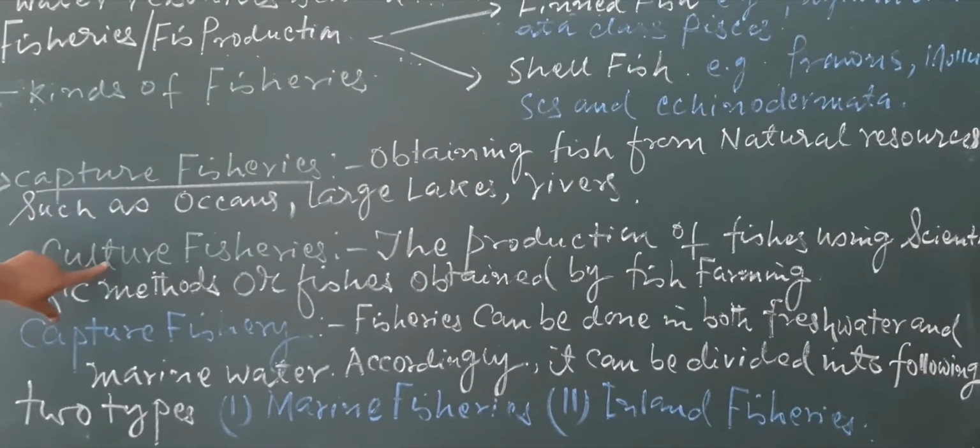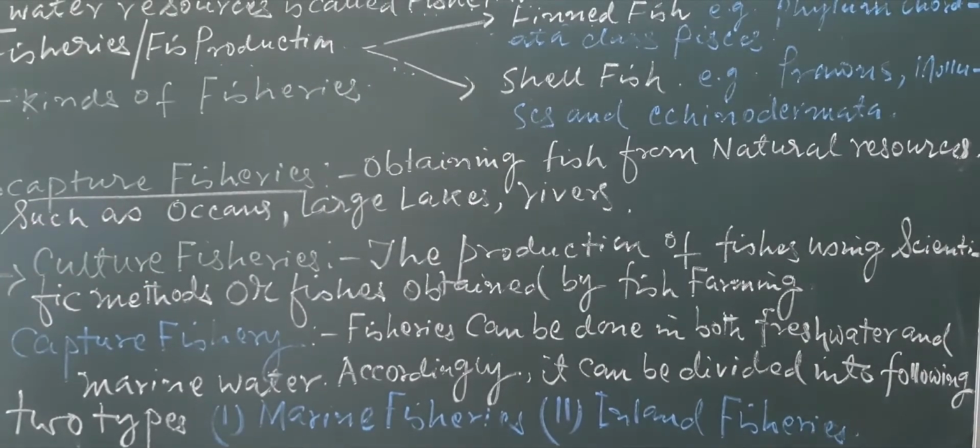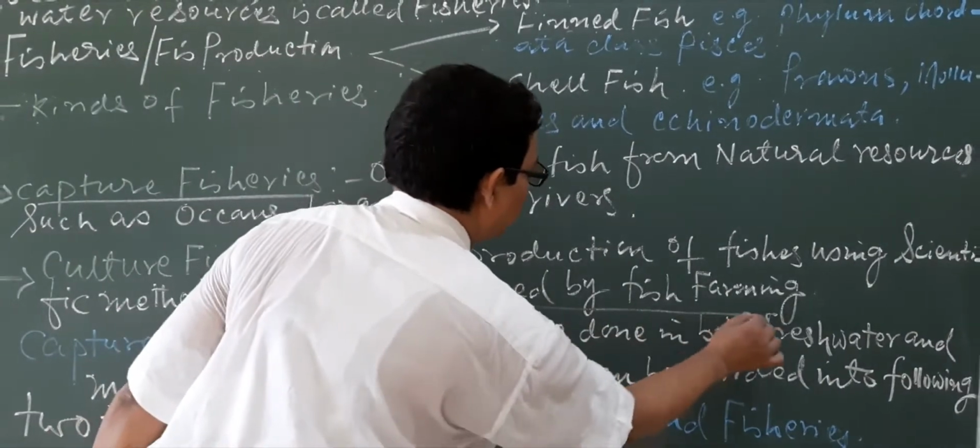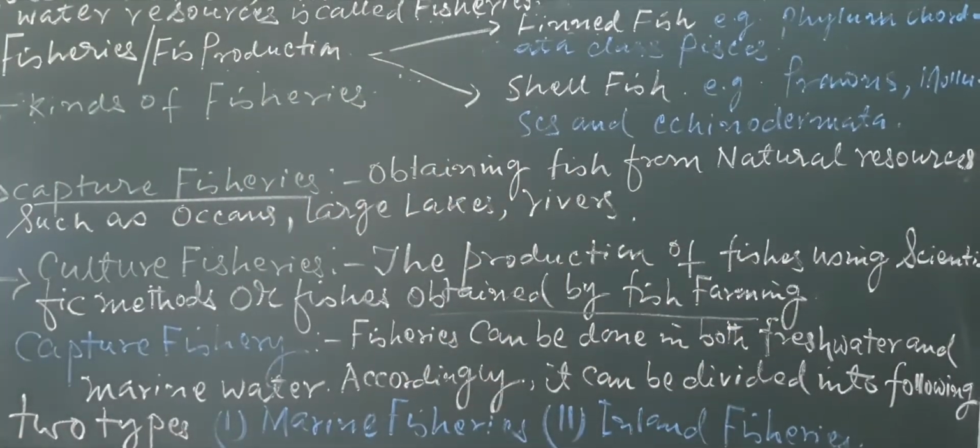And the second important one is the culture fisheries, the production of fishes using scientific methods. Fishes obtained by farming, or fish farming, is called the culture fisheries.